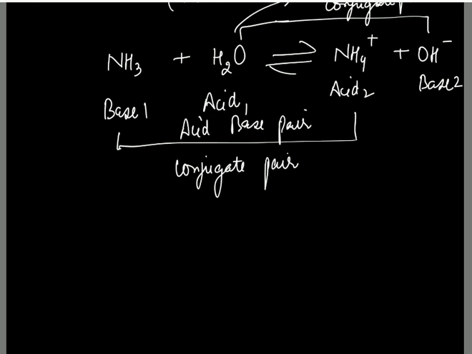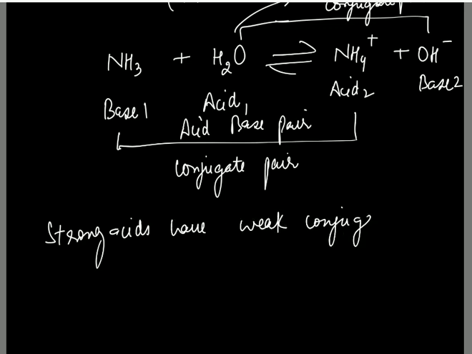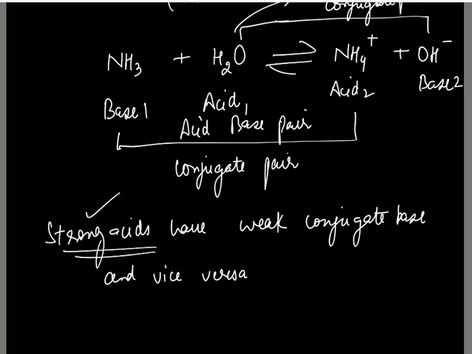So what do we say? Strong acids have weak conjugate bases and vice versa. So you can take a base also. Whichever stronger part you have taken, the conjugate part will be weak. So it's always opposite. Weak acids will have strong conjugate bases. Strong acids have weak conjugate bases. Strong bases will have weak conjugate acids, right? Weak bases will have strong conjugate acids, like that.